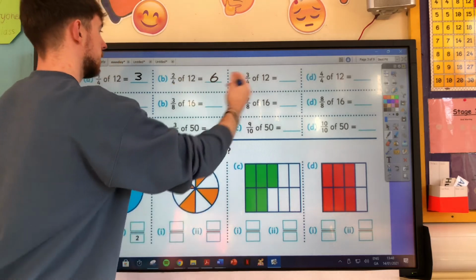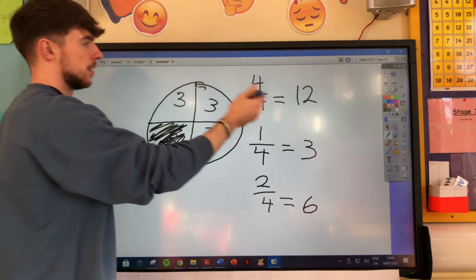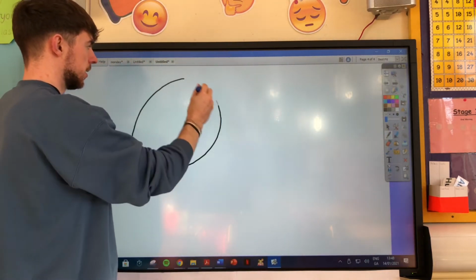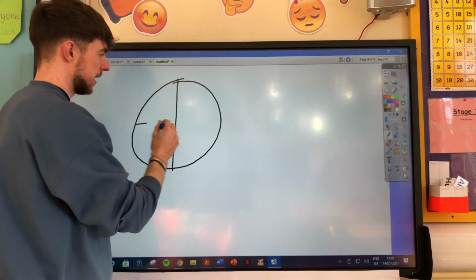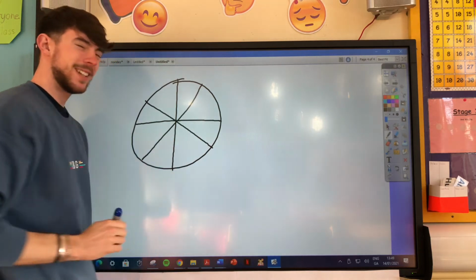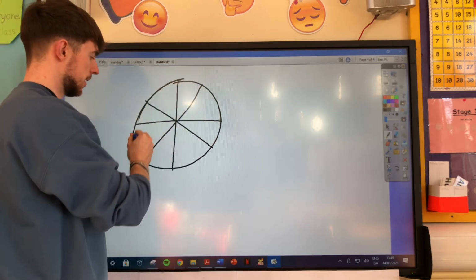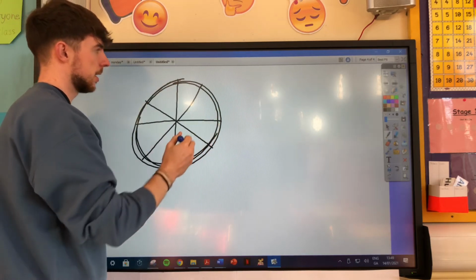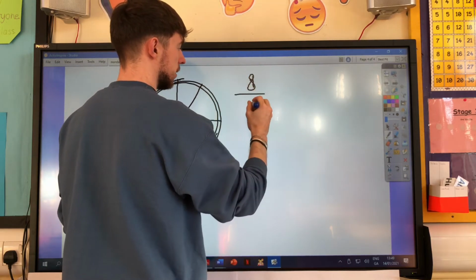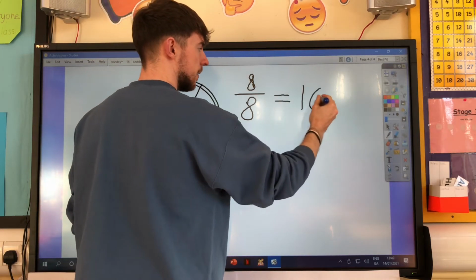So we should know what those are. Now, 1/8 of 16. How do we get this? We know that the whole circle is divided into 8ths, don't we? So what is 16 again? 16 is the whole circle. So 16 is everything inside a circle. So 16 is 8 out of 8. 16 is everything.